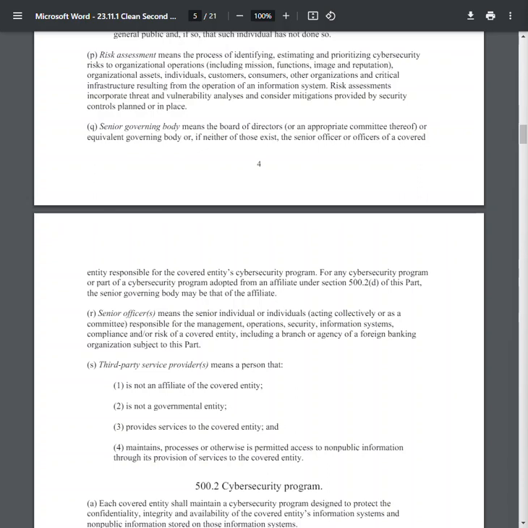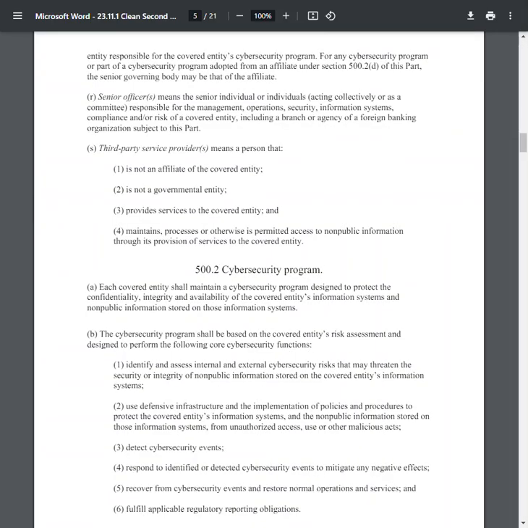And then we have a senior governing body. They are the board of directors, the senior management, or the committee equivalent to a governing body. And then we have senior officers. So they are senior individuals responsible for the management, operations, security, information systems, compliance, and or the risks of your organization. And last but not the least, third-party service providers or TPSP.